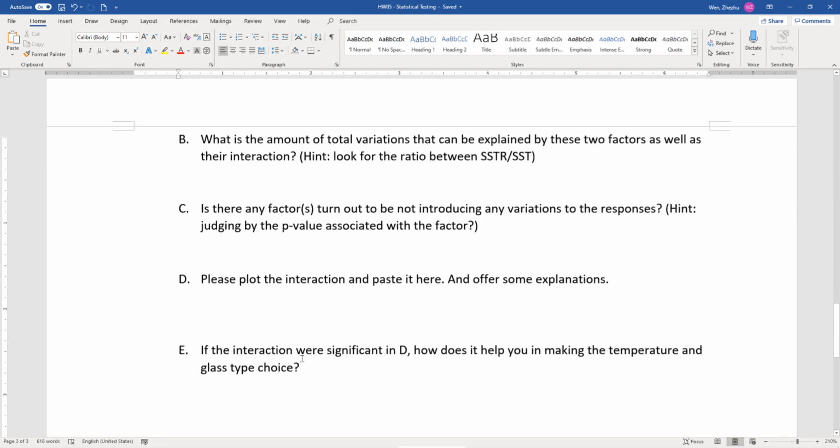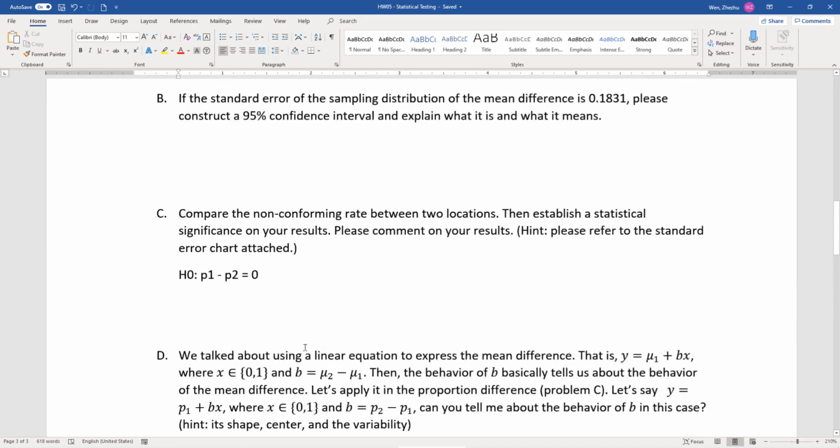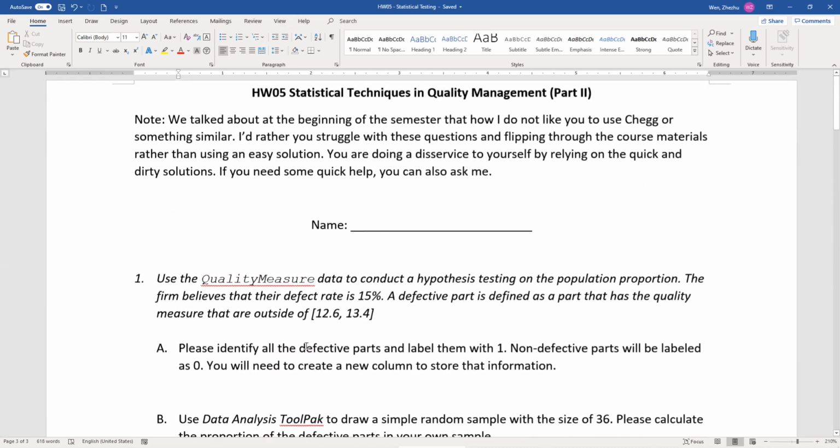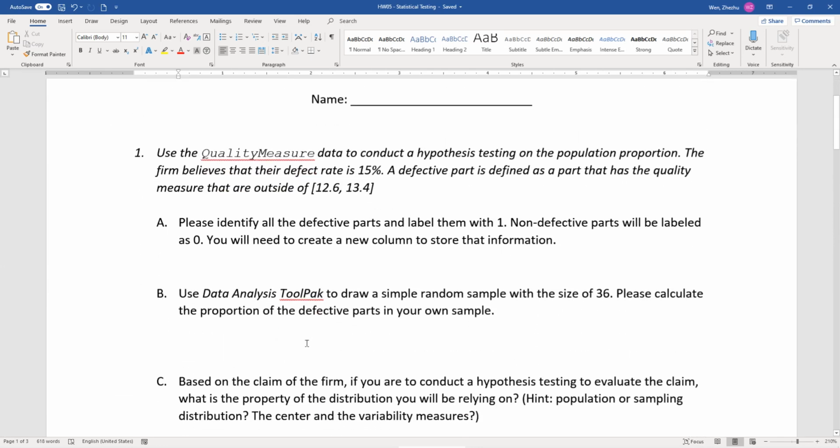So that is basically everything about the homework. It looks like a lot of questions, but really there are just three things that I'm asking from you, right? Do hypothesis testing, do a mean or proportion difference comparison, and number three is do an ANOVA. Okay, so that is it.